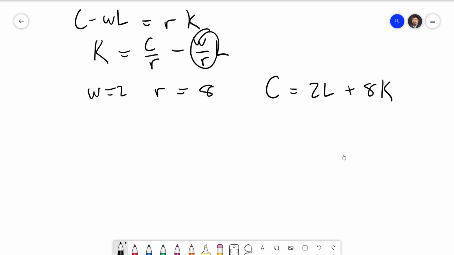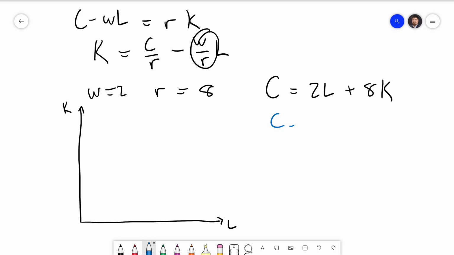From there we can plug in numbers for C. Let's draw a graph. Again, I'm going to put L on the horizontal axis and K on the vertical. Let's start out with C equals 160. The equation for this isocost will be 160 equals 2L plus 8K. All the combinations of L and K that satisfy this equation will cost the same amount, which is a total of 160. As usual, I'm going to find the intercepts to graph this.